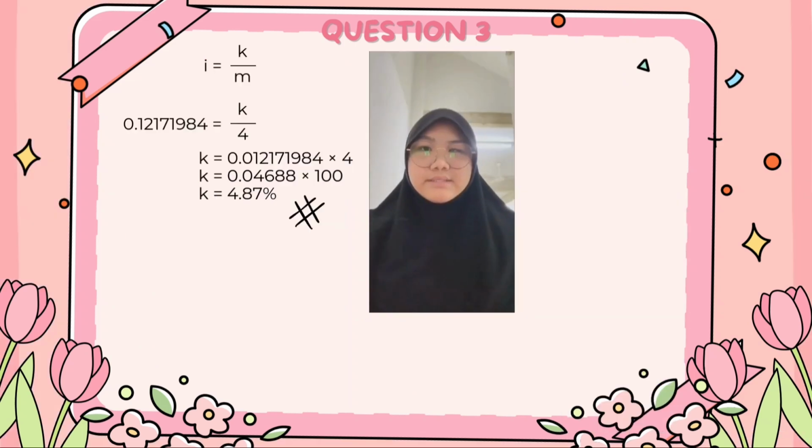0.012171984. Then we move to the next formula, which is I equal K per M, because we need to search for the K. So I is 0.012171984 equal K per 4. Then it becomes K equals 0.012171984 times 4. After we get the answer 0.04688, we need to times it with 100, and we get the answer K equal 4.87%.